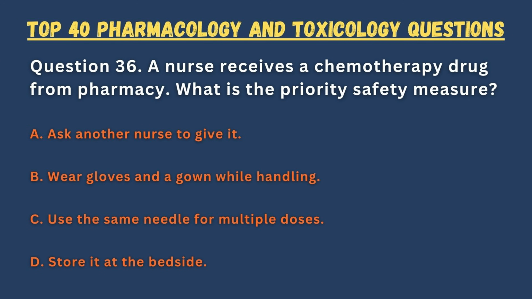Question 36. A nurse receives a chemotherapy drug from pharmacy. What is the priority safety measure? A. Ask another nurse to give it. B. Wear gloves and a gown while handling. C. Use the same needle for multiple doses. D. Store it at the bedside.